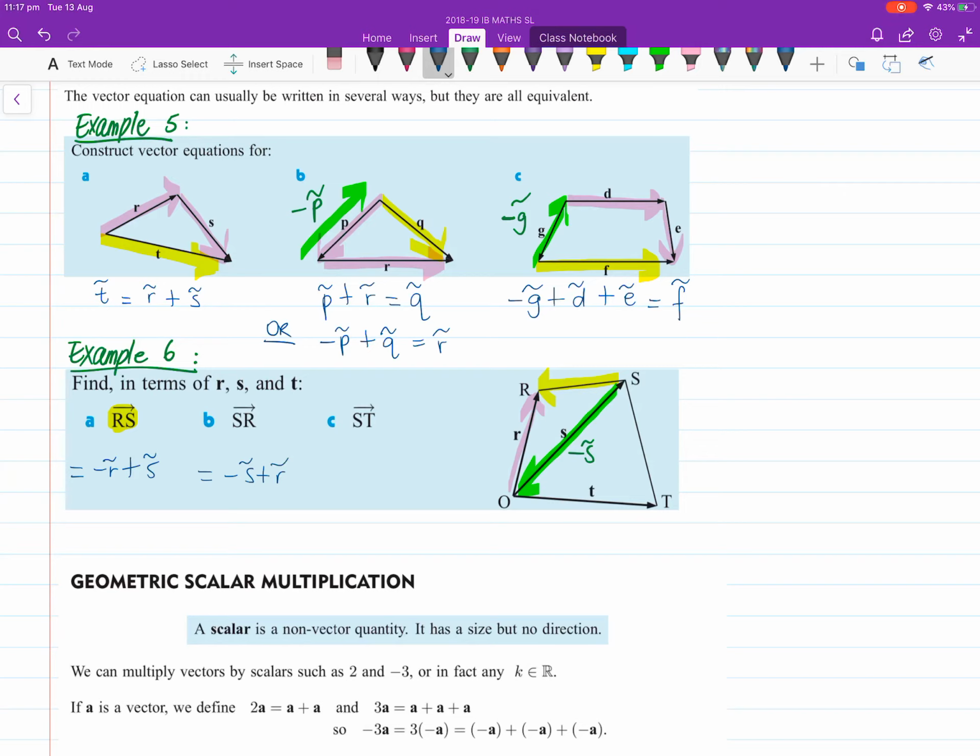And then vector ST, let's have a look. ST is this one. So it wants us to go this way, S to T.